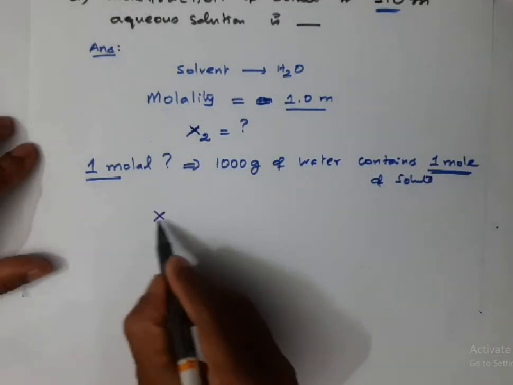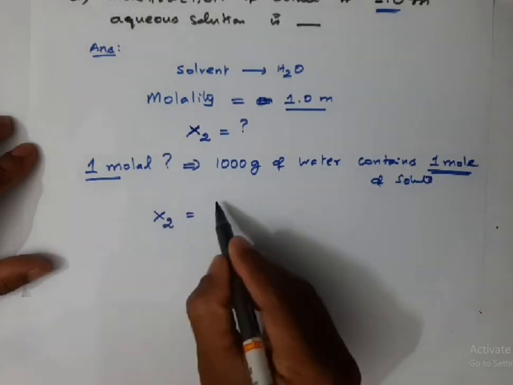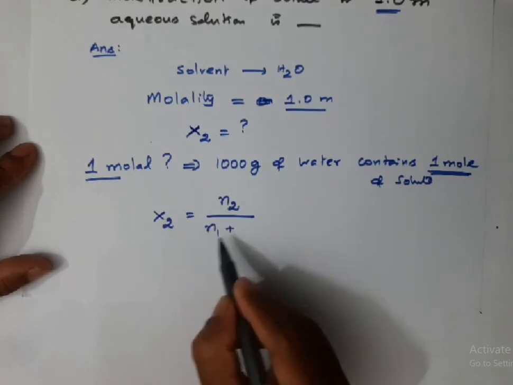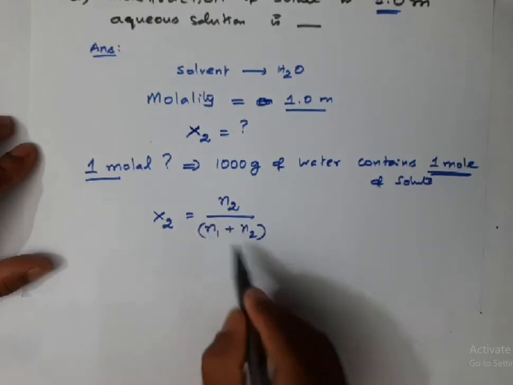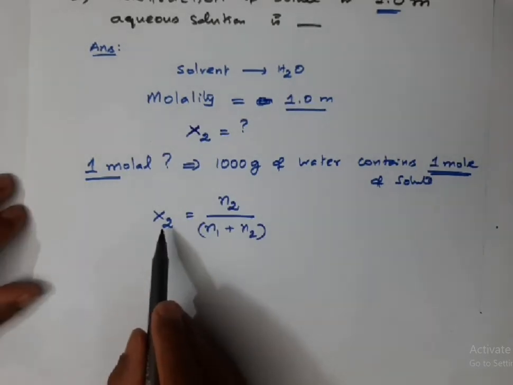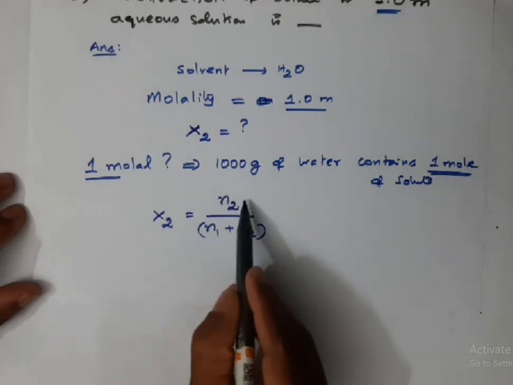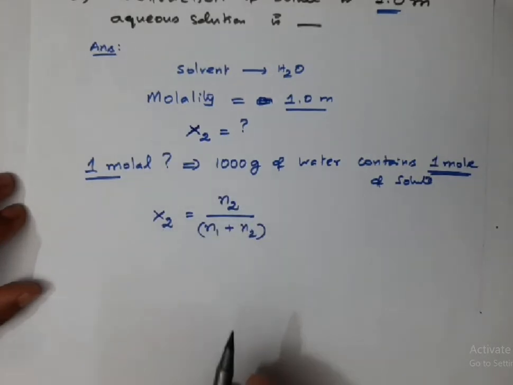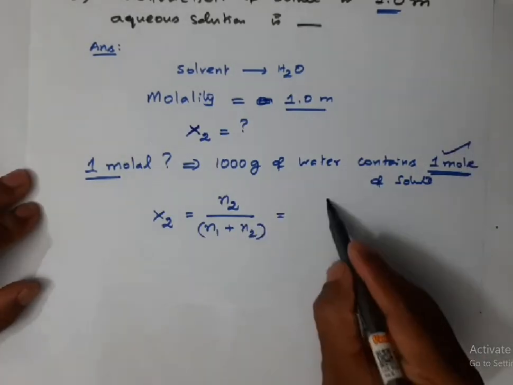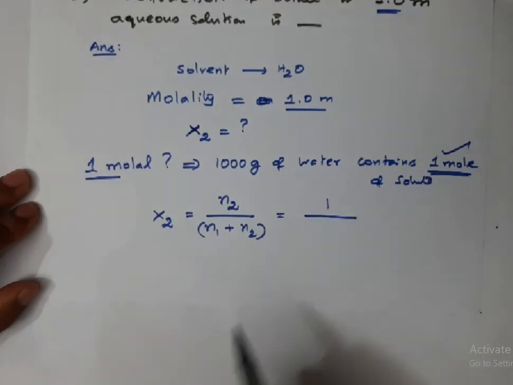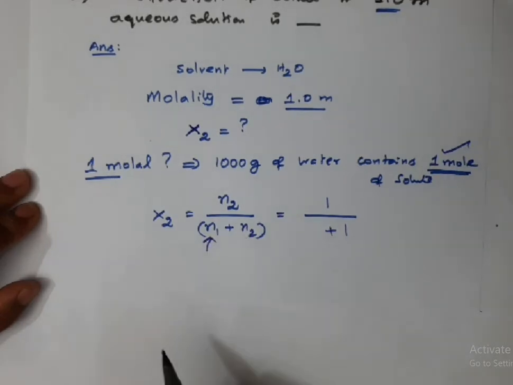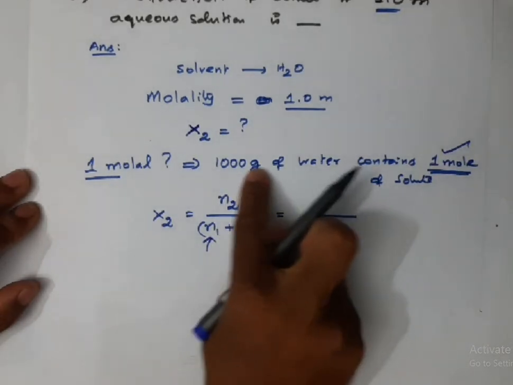You know very well the mole fraction of solute. What is mole fraction of solute? Number of moles of solute divided by total number of moles. If you add the number of moles of solvent and the number of moles of solute, you will get the total. Students, remember, mole fraction of solute is nothing but number of moles of solute divided by total number of moles. How many moles of solute is there? We have 1 mole. So put 1 in the numerator, divided by 1 for the solute plus the number of moles of solvent. 1000 gram of water is there.